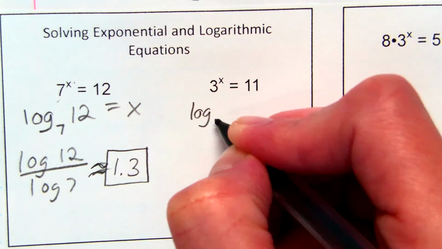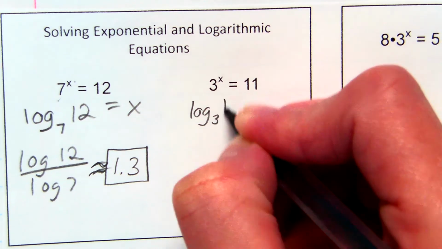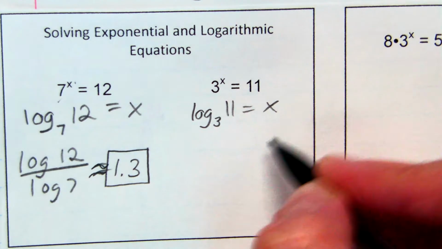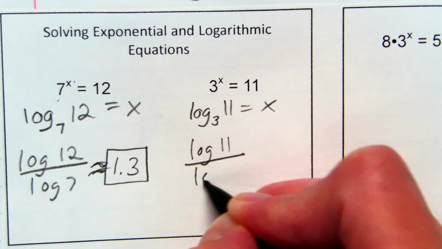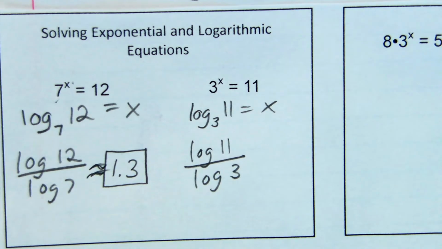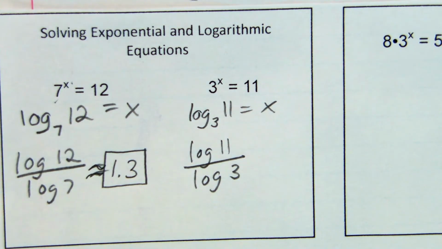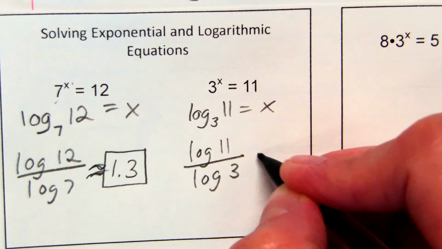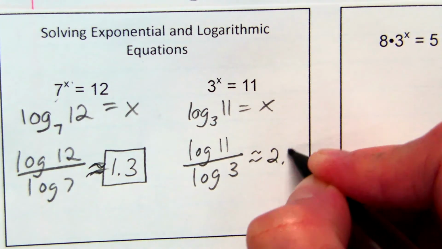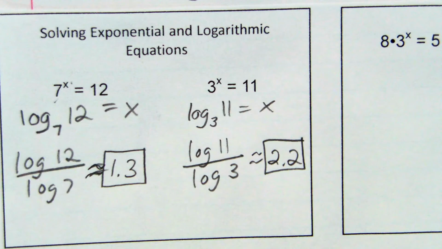Let's rewrite this one in log form. So we have log base 3 of 11 equals x. So then if we rewrite it, it's log of 11 over log of 3. So we do log of 11 divided by log of 3. And it comes out 2.18, so I'm just going to round it off to 2.2. So those are the basic problems.